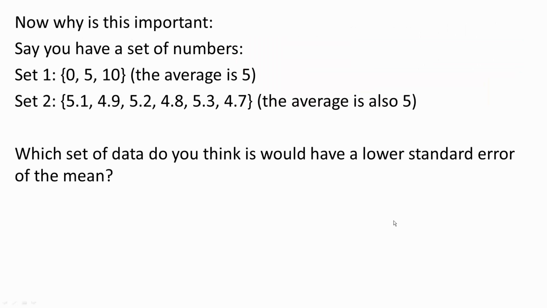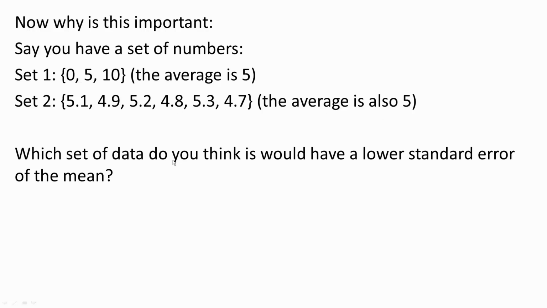Now, why is the standard error of the mean important? I'm going to go over an example to show why. Say you have two sets of numbers. Set 1: 0, 5, 10. In this case, the average is 5, right? If you do 0 plus 5 plus 10 divided by 3, you get 5. Now you have another set: 5.1, 4.9, 5.2, 4.8, 5.3, 4.7. If you use a calculator, you would get 5.